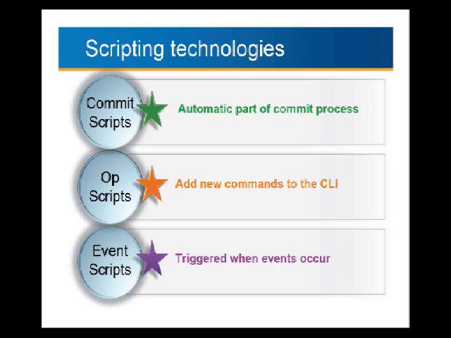So we have 3 scripting technologies. We have commit scripts that are part of the config process that allow you to introduce constraints into how your configuration can behave. There are op scripts which add new commands to the CLI, and there are event scripts which are triggered when an event happens on the box and allow for an automatic reaction.